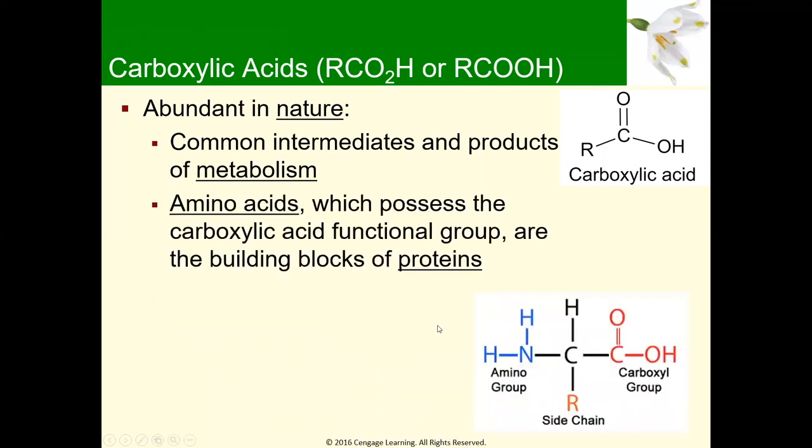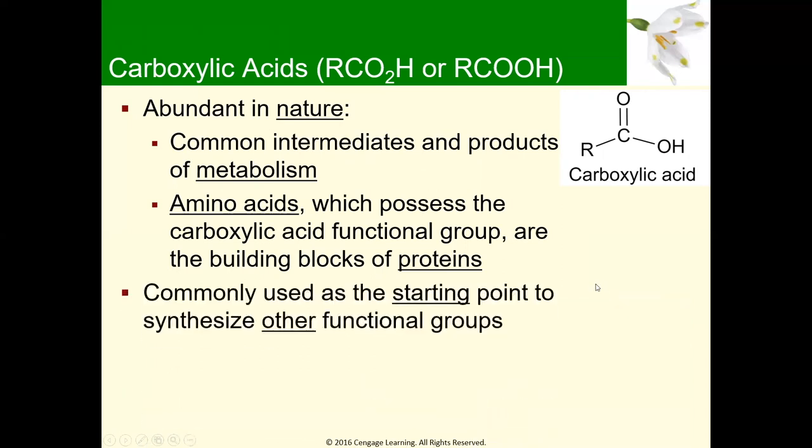And then here's another one, amino acids. They've got two functional groups. They have the amine functional group, but they also have the carboxylic acid functional group. And we know that they're important because those are the building blocks of proteins. So they're abundant in nature. But in other types of chemistry, they're also very important because they will many times serve as starting material. They're commonly used as the starting point to synthesize other functional groups, which again, we'll get into next week.